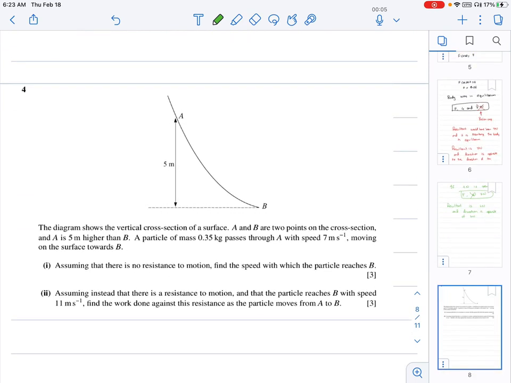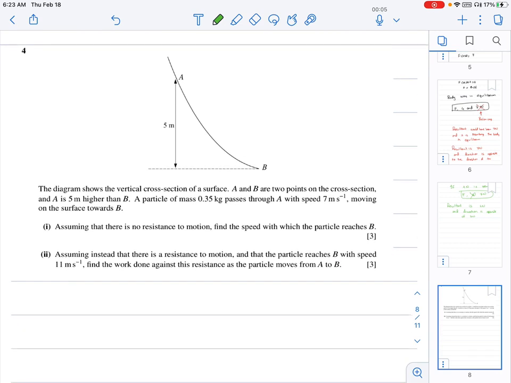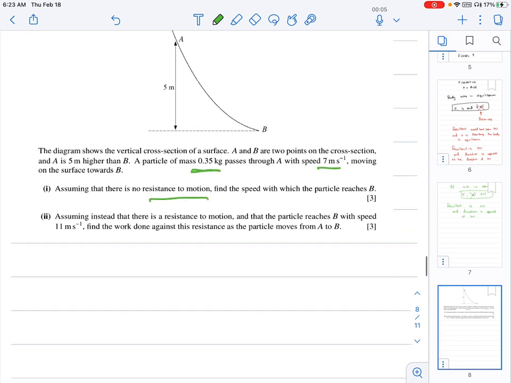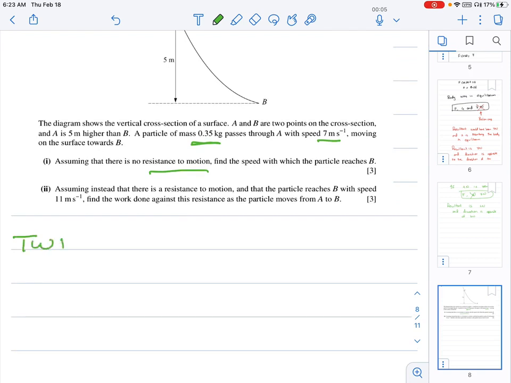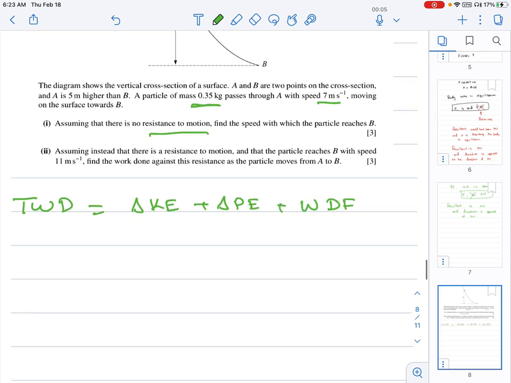Now question number 4. The diagram shows the vertical cross section of a surface. A and B are 2 points of the cross section. A is 5 meters higher. A particle of mass 0.35 passes through A with the speed 7, moving towards the surface B. Assume that there is no resistance to motion, find the speed. So we use total work done is equal to delta KE plus delta PE plus work done against friction. TWD means total work done. WDF, work done against friction. Total work done is 0 because we are not pulling it.